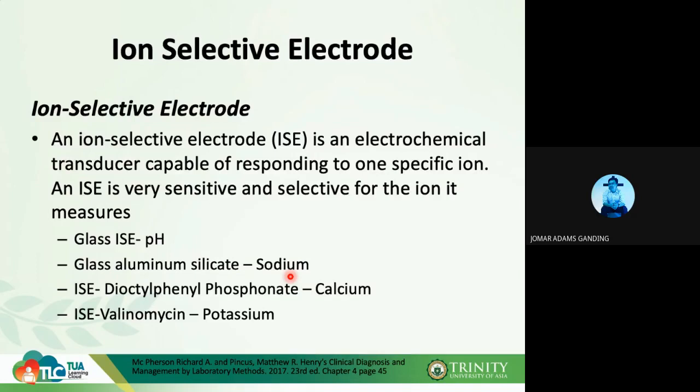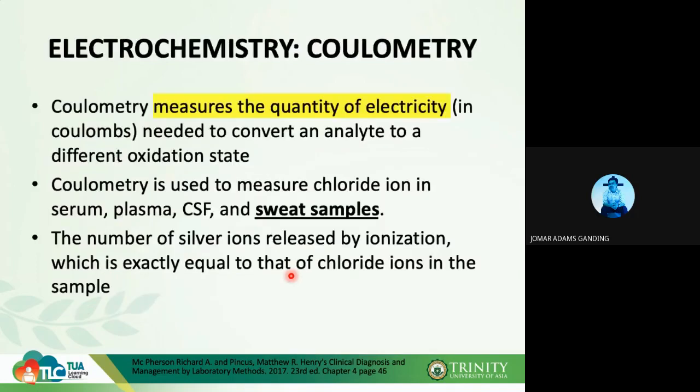Moving forward, after your ion selective electrode, we go now to electrochemistry, which is coulometry. In coulometry, we measure the quantity of electricity, expressed in coulombs, that is needed to convert an analyte to a different oxidation state. Usually in coulometry, we are measuring chloride ion in your serum, in your plasma, in your CSF, and even in your sweat. Literally all fluids that you can imagine coming out of the human body are being measured by a medical technologist. Even your tears can be a sample for bacteriology.